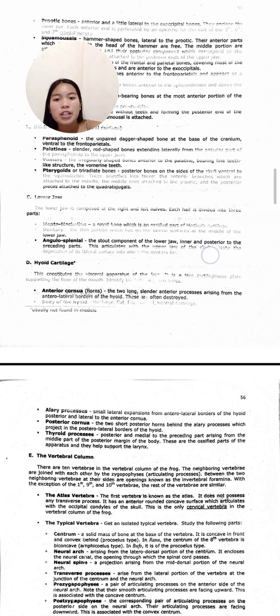Next is anterior cornua. Anterior cornua is the two long, slender anterior processes arising from the anterolateral borders of the hyoid. So, in other term, anterior cornua is the transparent part of the eye that covers the front portion of the eye. So, kani siya ang ga-cover sa atuang atubangan sa mata. It covers the pupil or the opening at the center of the eye. Iris, the colored part of the eye.